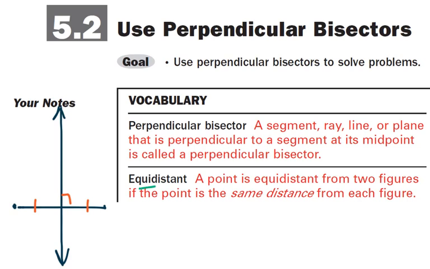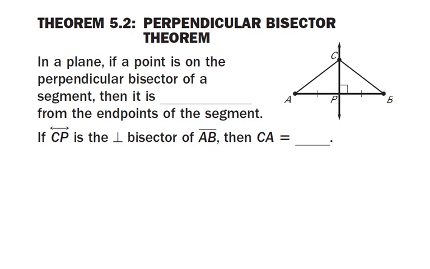Equidistant just means equal distant. So if a point is equidistant from something, it's the same distance from both of them. Okay, so pretty easy vocabulary today.